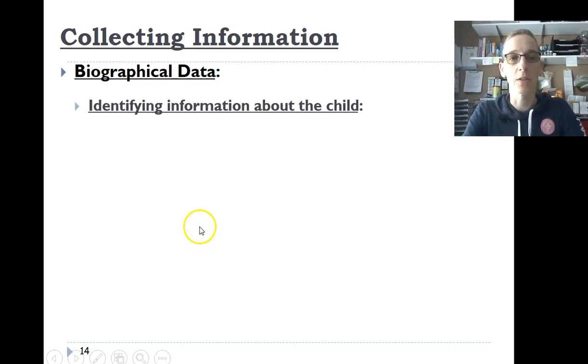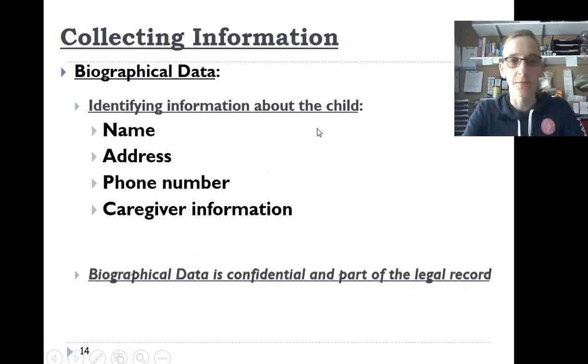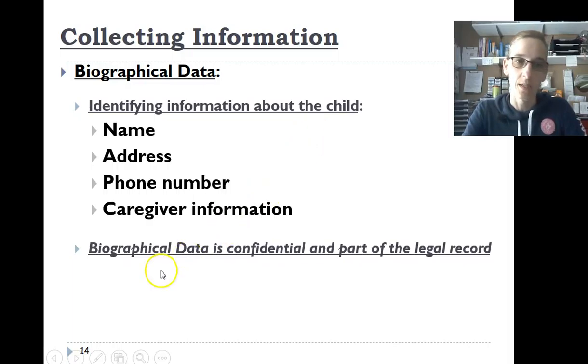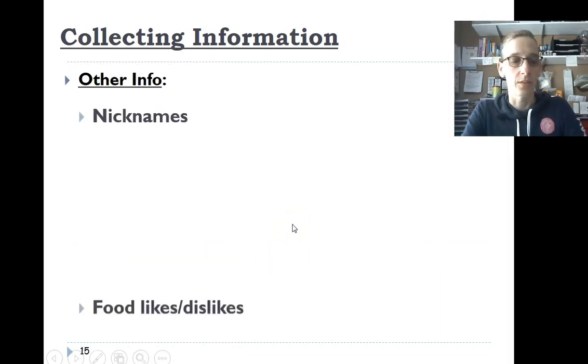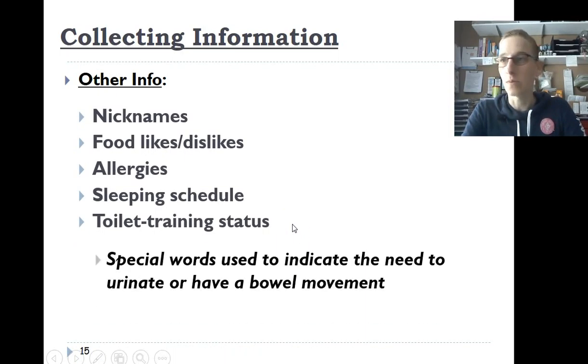All right, biographical data. Identifying information about the child: the name, address, phone number, caregiver information. Biographical data is confidential and part of the legal record. All right, other information: nicknames, food likes, dislikes, food or any other allergies, what their sleeping schedule is.